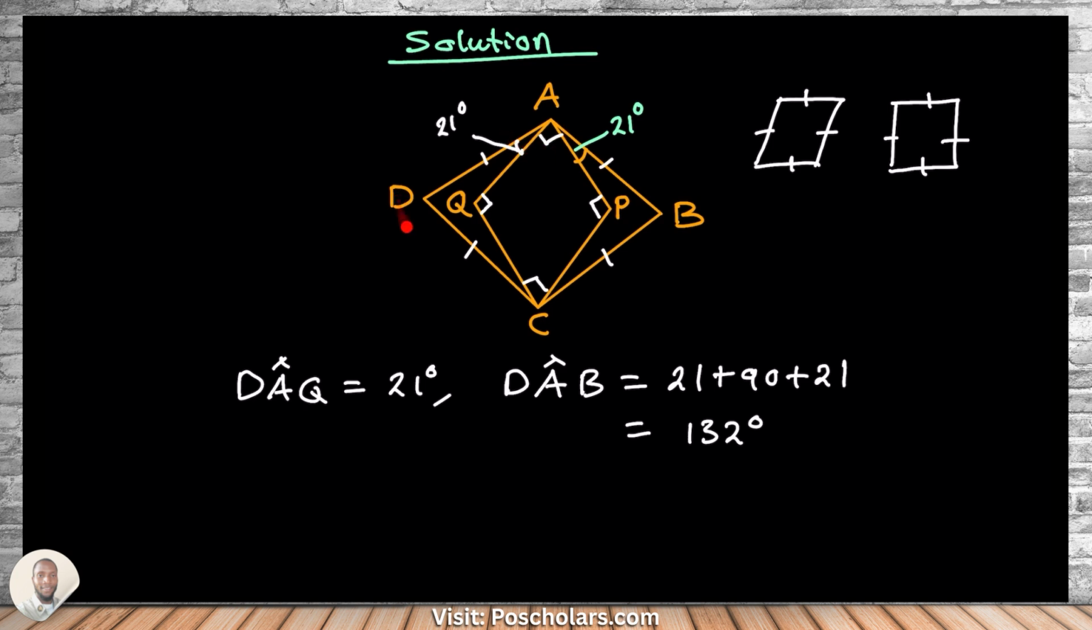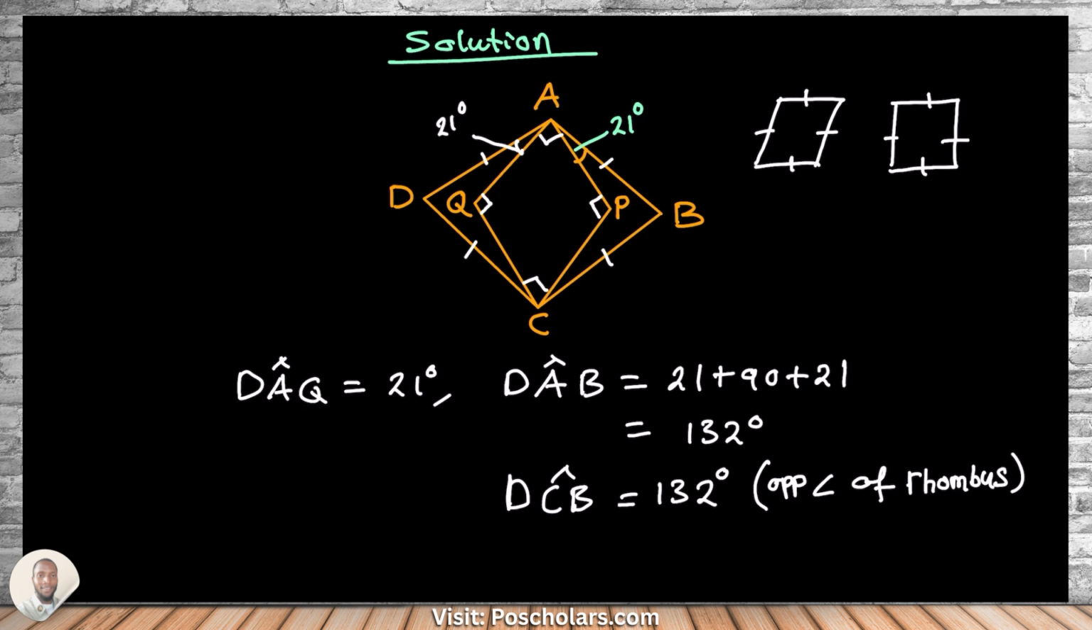Now angle DCB, which is the whole of the angle here, we don't need to solve anything because one property of a rhombus is that the opposite angles are equal. So if DAB is equal to 132, similarly, DCB will also be 132 degrees. So I'll just write it. Angle DCB is also equal to 132 degrees. And the reason is that opposite angles in a rhombus are equal. So now we have gotten two angles: DAB, the whole of this, and DCB, the whole of this.